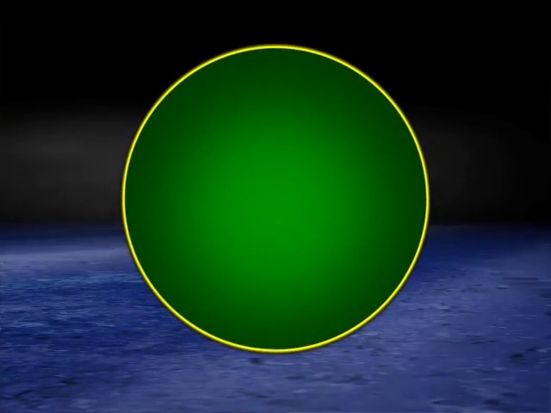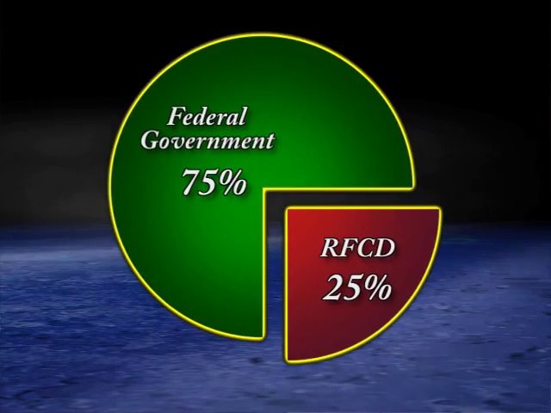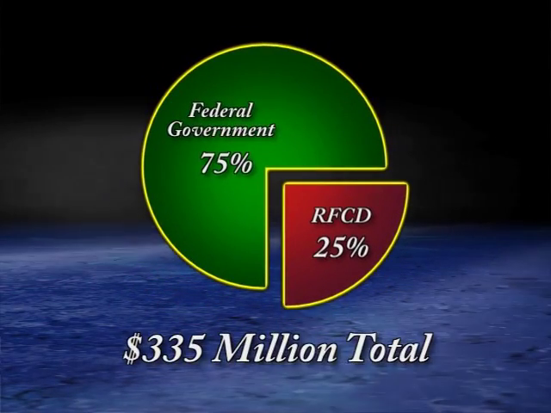The project was authorized by Congress, and 75% of the cost of the project was paid by the federal government. We didn't have to spend $335 million on this project, just 25% of that. So we could take the other money and build other pieces of the flood control master plan throughout Clark County, and so this helped us get further faster.